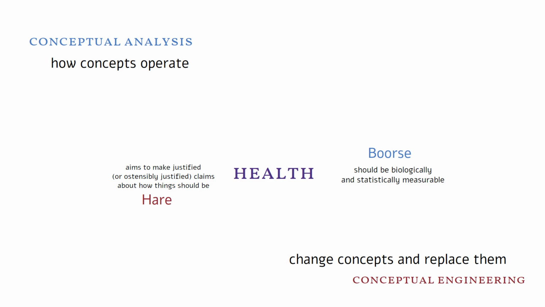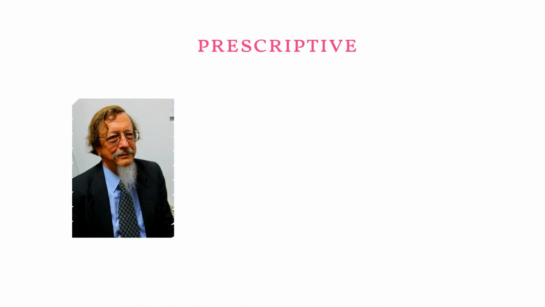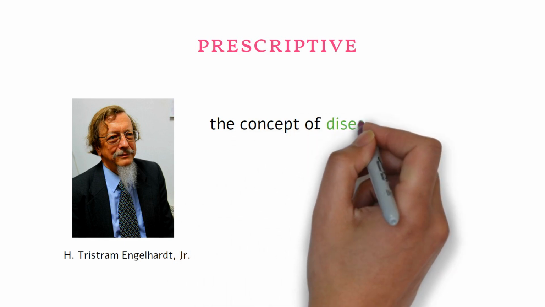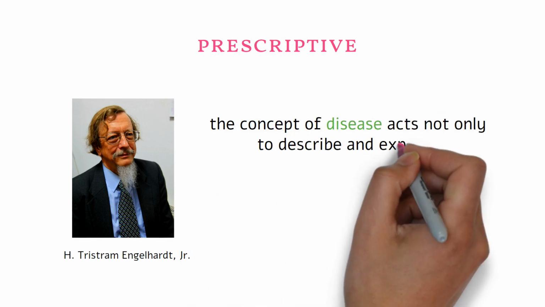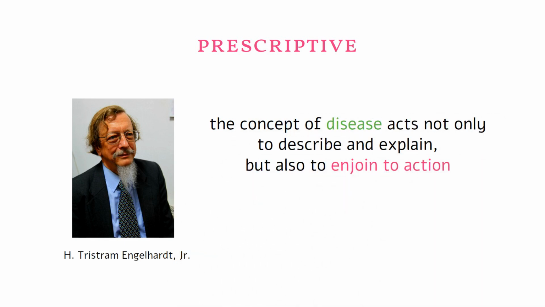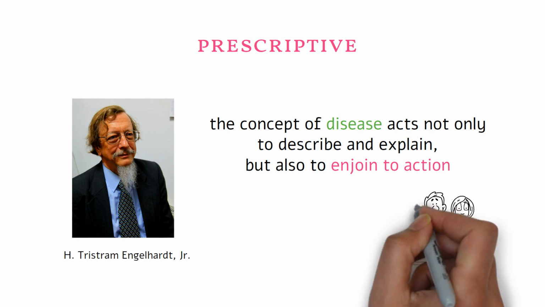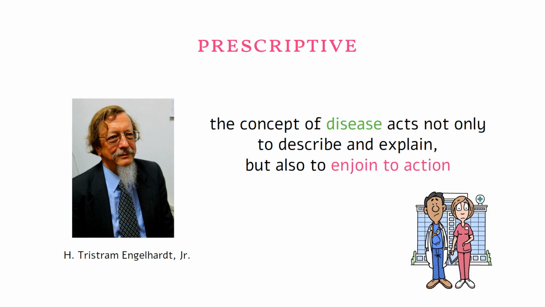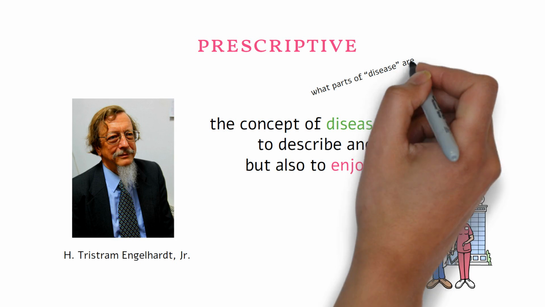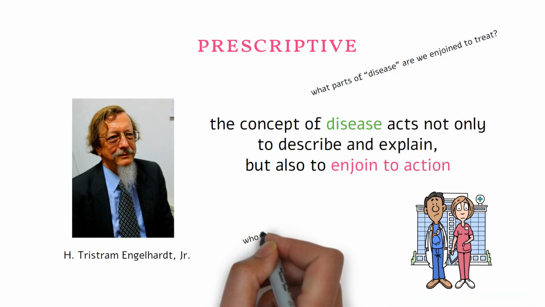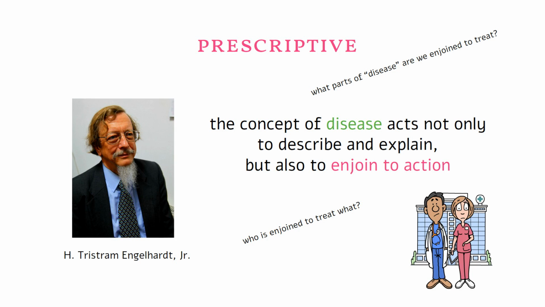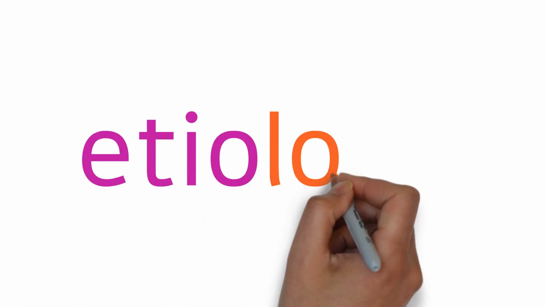The tricky part, and why all this really matters, is that regardless of whether health and disease are normative or descriptive, they have prescriptive implications. Engelhardt writes that the concept of disease acts not only to describe and explain, but also to enjoin to action. If someone has a disease, we are to various degrees, depending on our role, obligated to ameliorate that disease state. The complicated questions are, what parts of disease are we enjoined to treat, and who's enjoined to treat what? This is where we move from Hare and Boorse's definition of disease to Engelhardt's discussion of etiology.